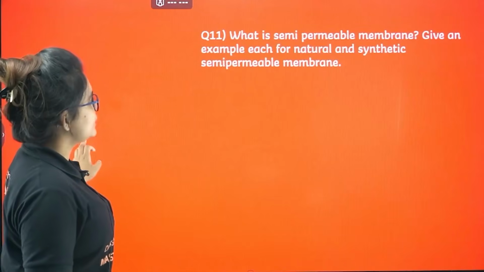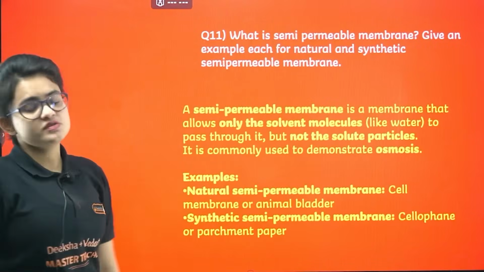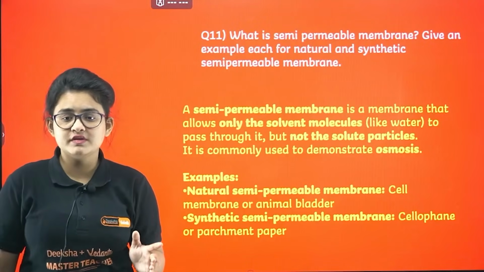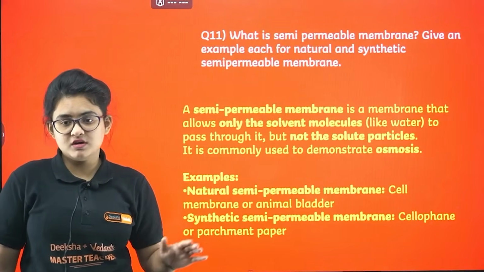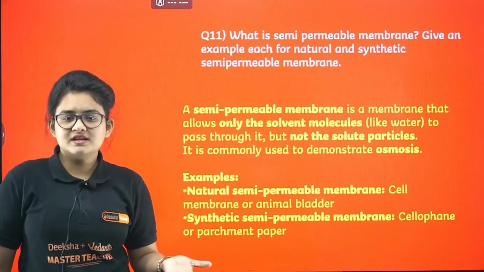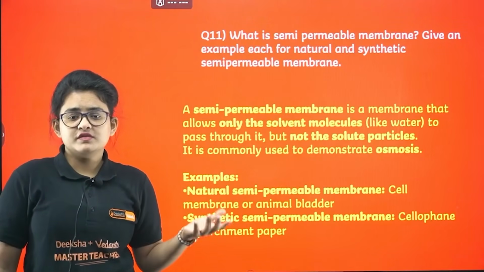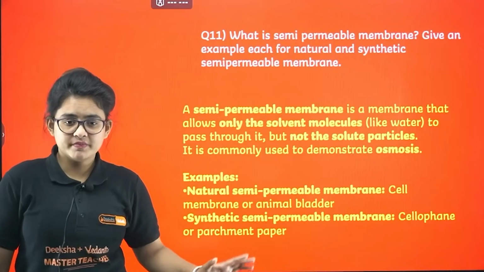Give an example of each for natural and synthetic semi-permeable membrane. So a semi-permeable membrane is a membrane that allows only the solvent molecules very selectively to pass through it during the osmosis process. An example of a natural one is animal bladder, and for a synthetic one you can take cellophane paper, right?